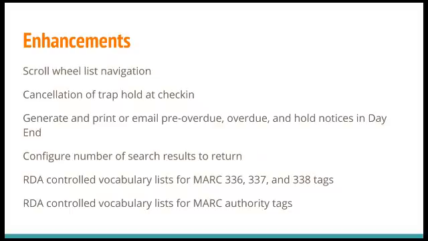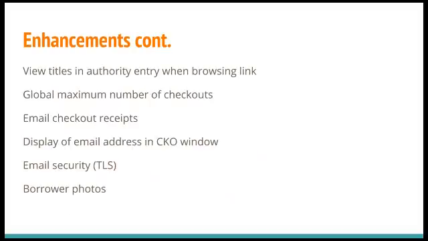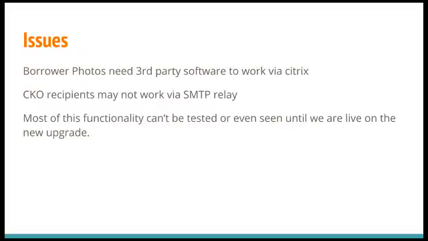So, all right, if you go forward, display of email address and checkout window, I would assume that would work right away, but again, we don't know. And there are a few other brand new features that I didn't put on here because they're kind of complicated and technical, like some to use the in-zip. So if you just go forward one more, this is kind of what we talked about: borrower photos only with a third party, and checkout receipts may not work via our relay.